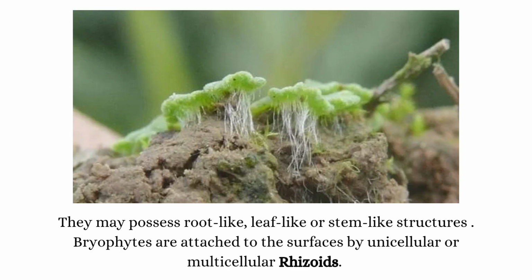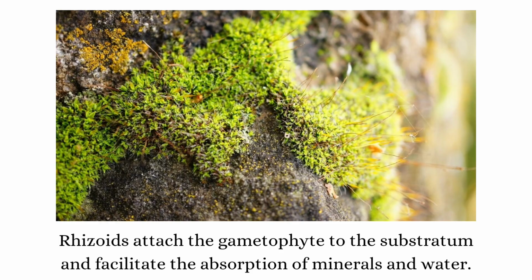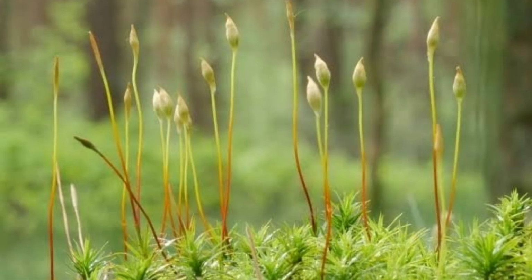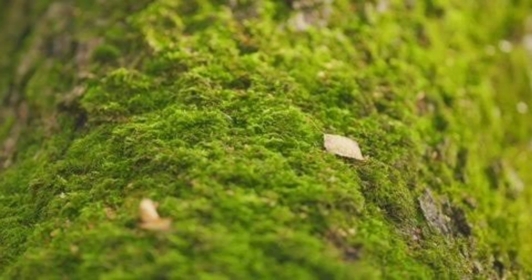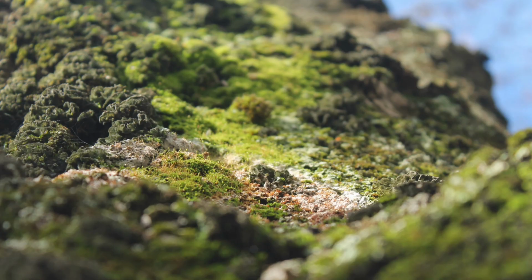They have no true roots, stems or leaves. Instead, they have rhizoids, tiny hair-like structures that anchor them to surfaces like trees, rocks, bark or soil. It holds the plant in place. It's like nature's velcro. This allows bryophytes to grow in places where other plants would struggle, like on the sides of cliffs or even rooftops. Their leaf-like structures are called phyllids and they are one cell thick.